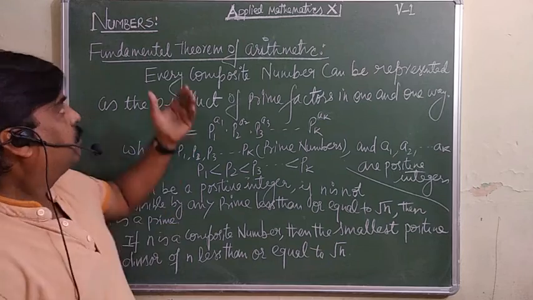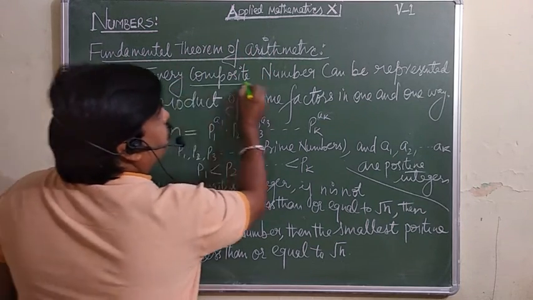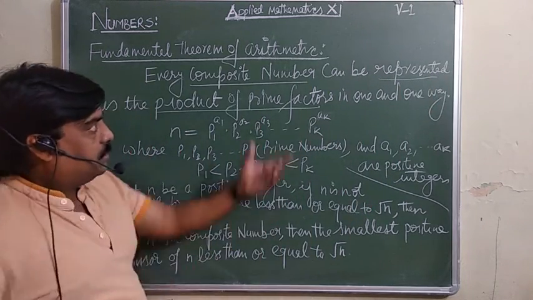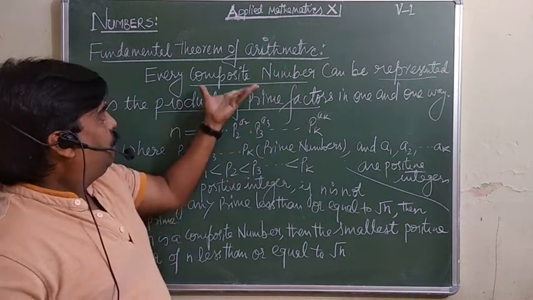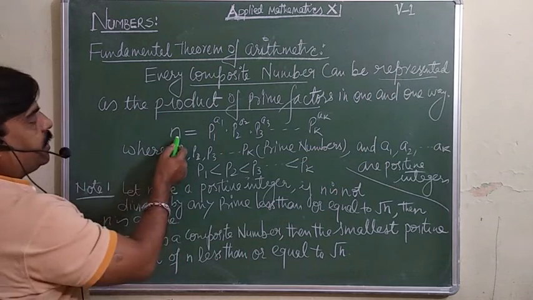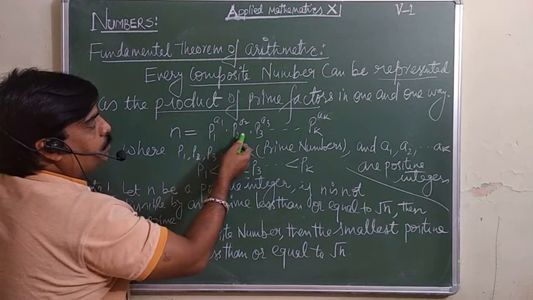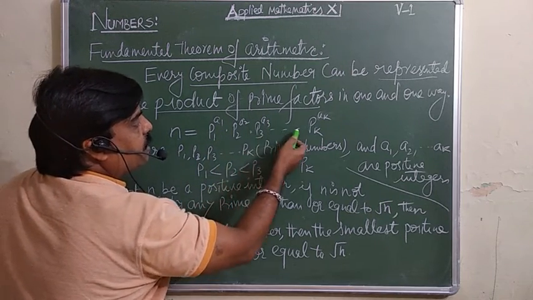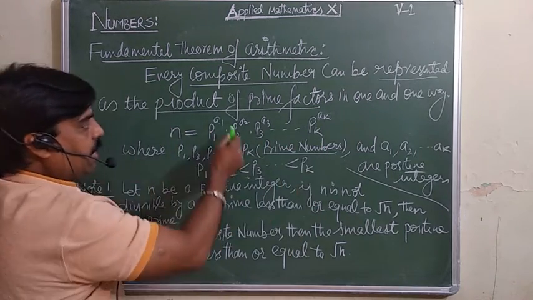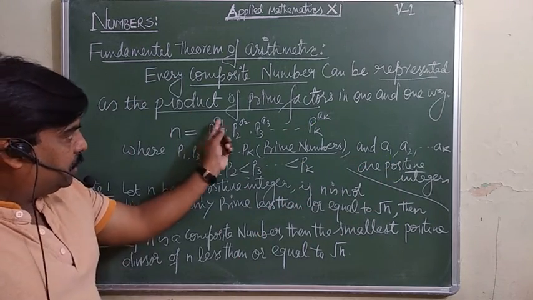Now the fundamental theorem of arithmetic. What is the fundamental theorem of arithmetic? Every composite number can be represented as a product of prime factors in one and only one way. If n is any composite number, its factorization will be p1 raised to power a1 into p2 raised to power a2 and p3 raised to power a3, and so on, where p1, p2, p3, up to pk are prime numbers and a1, a2, a3, up to ak are positive integers, the exponents.